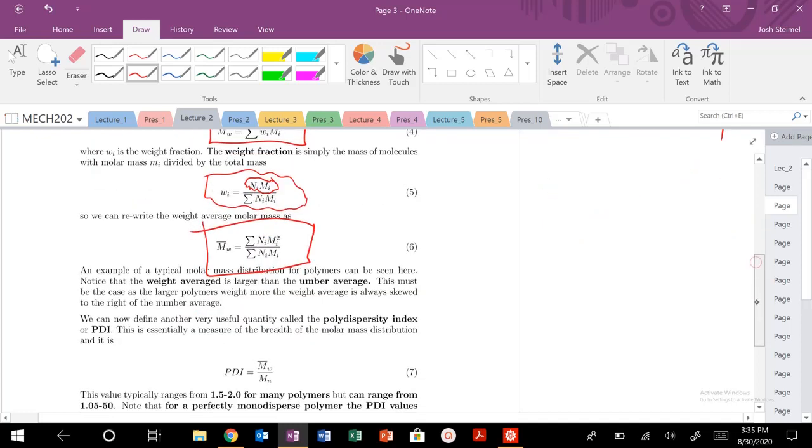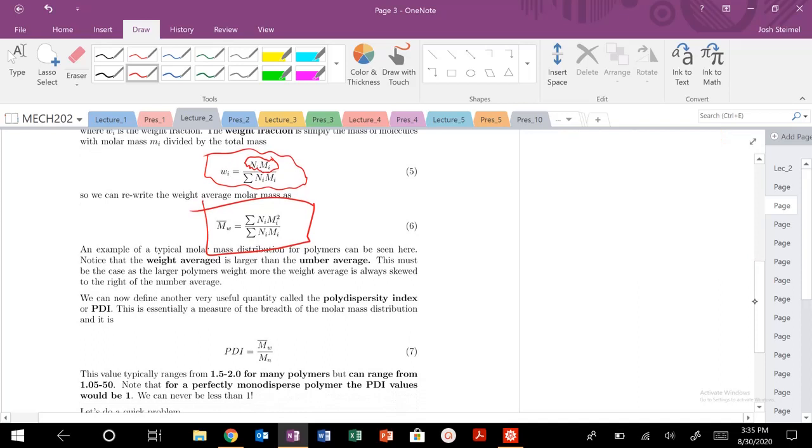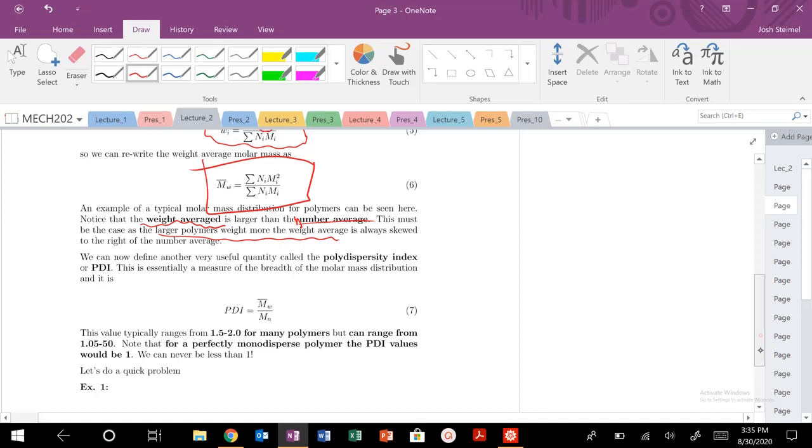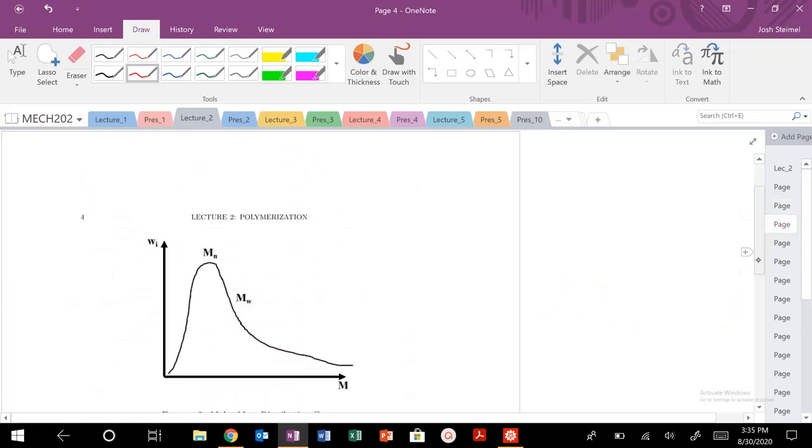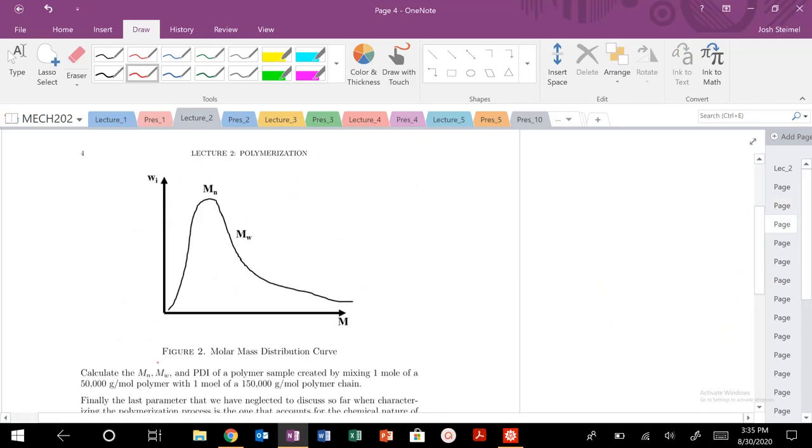One unique thing you'll notice, and we'll see it in a problem, is that the weight average is always going to be larger than the number average molecular weight. This is because larger polymers weigh more, so it's always going to skew to the right. When you look at a molar mass distribution curve, you'll always see this kind of shape. So M sub w is always to the right of M sub n. That's the key thing. You'll always see this reproduced.